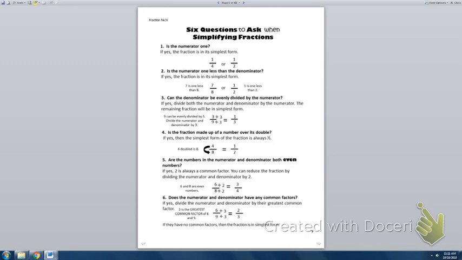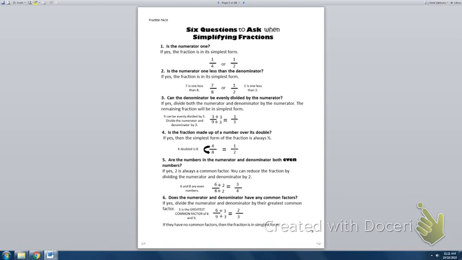8 over 9, lowest terms. 10 over 11, lowest terms. 21 over 22, lowest terms. 30 over 31, lowest terms. 52 over 53, lowest terms. Every time the top number is 1 less than the bottom, you're automatically in lowest terms. This is going to save you a lot of time.